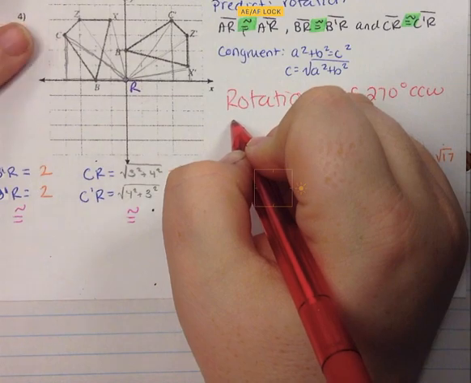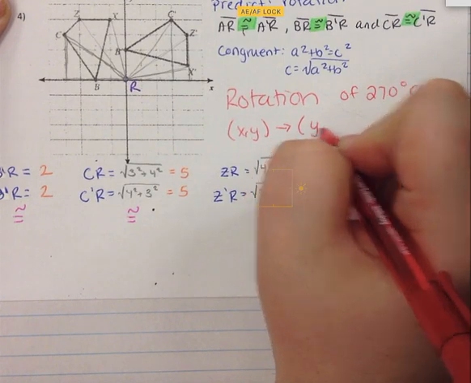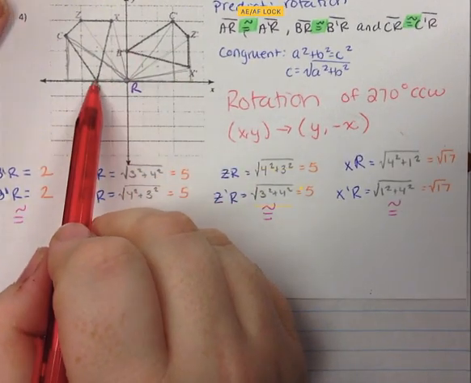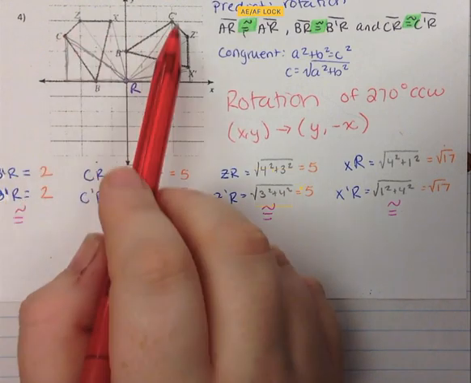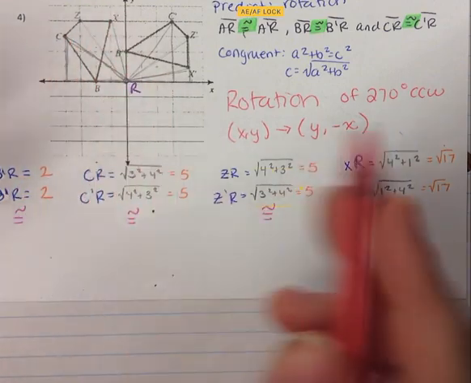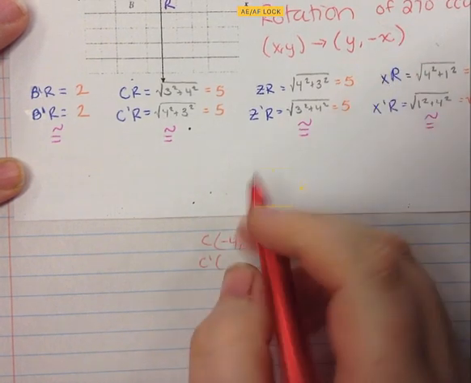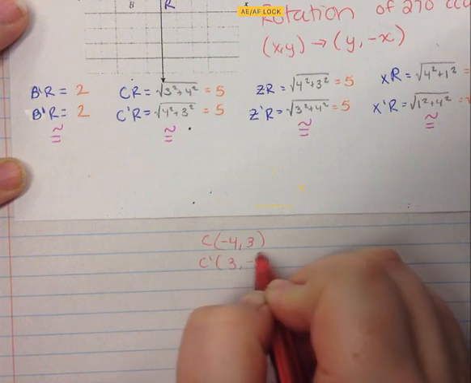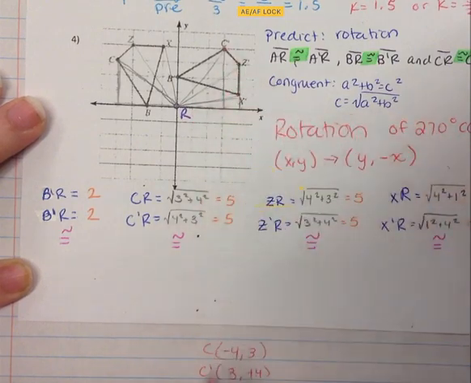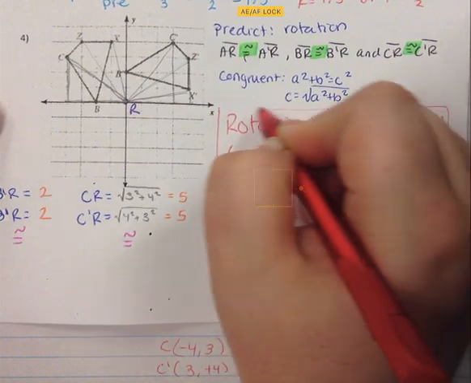That mapping rule is (x, y) maps to (y, -x) for 270 degrees. You can actually see that with your coordinates as well. If you had the coordinate of C, C is at (-4, 3). So C prime, 270 degrees, would be at (3, -4), and then you have to negate the back number, so it should be at (3, 4). 1, 2, 3, 1, 2, 3, 4, which is correct. So that is actually correct. Our rotation of 270 degrees counterclockwise is correct, and we have proven it using the properties.